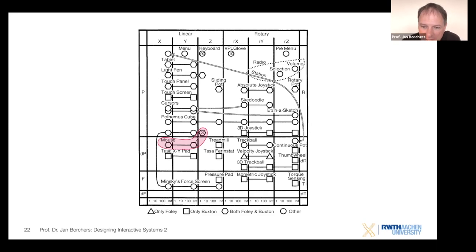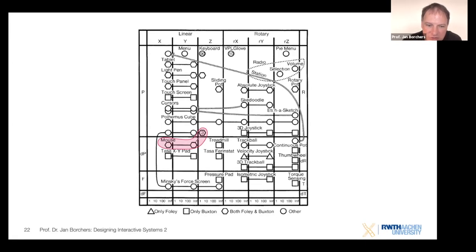I should say, by the way, that the right side here, where it says R and DR and T and DT, is basically just mirroring the left column, but for rotary words. So absolute position on the left corresponds to absolute rotation on the right.